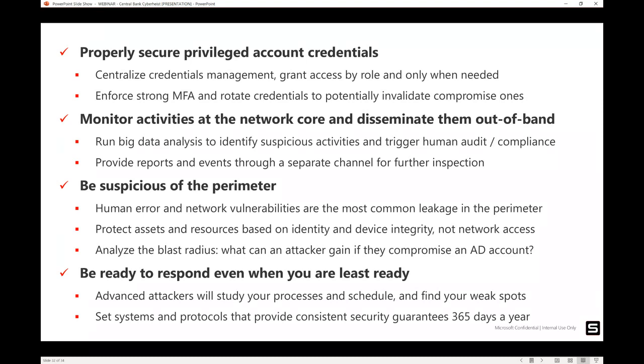playbooks, IRPs, okay, for every service, even for problems that seem very innocent. So include questions, if you were Bangladesh Bank, like how do I reach the Fed on a weekend?